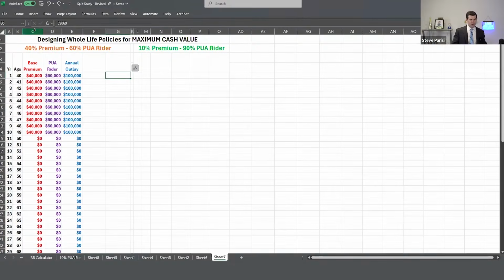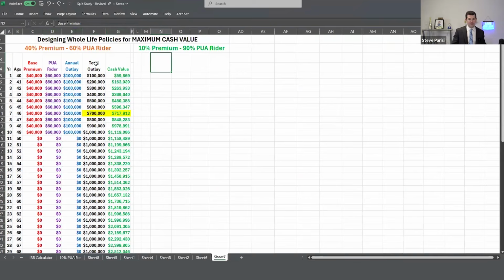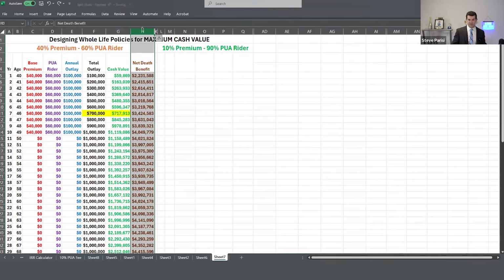So what we're going to look at here is first the 40/60. We're going to look at the illustration we just had up, but just with a cleaner breakdown. So what we've got, 40-year-old male, $40,000 base premium, $60,000 PUA, 100K per year total. Then we see total out of pocket. This tallies up all of his annual payments. It's by year 7 where he finally has more in cash value than what he's paid into the product. And you've got your death benefit.